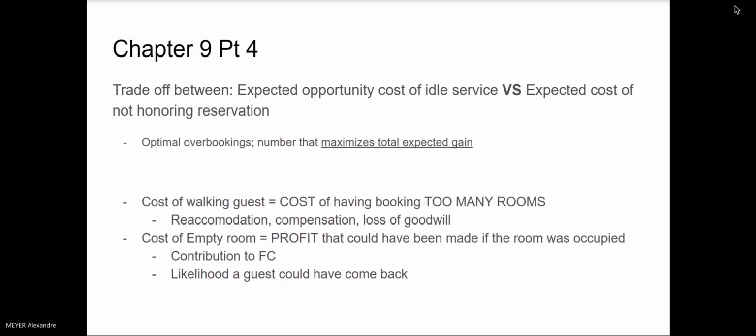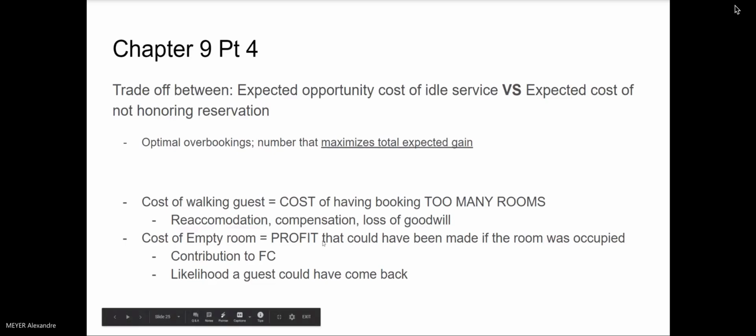So essentially, overbooking is the trade-off between the expected opportunity cost of idle service versus the expected cost of not honoring the reservation. In other words, it's the expected cost of leaving a room empty versus the expected cost of having to turn away a guest. Right? You have to look at the ideal balance of them. Ideally, you have the optimal overbookings, which is the number that maximizes total expected gain. While you're trying to maximize total expected gain, you want to try to minimize the amount of idle rooms you have and minimize guest dissatisfaction.